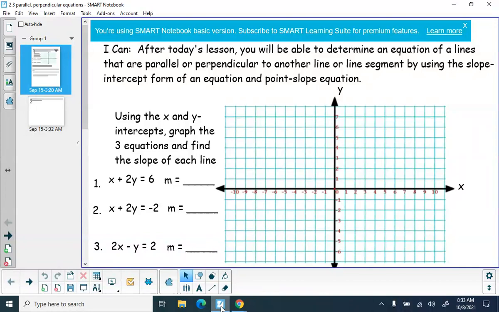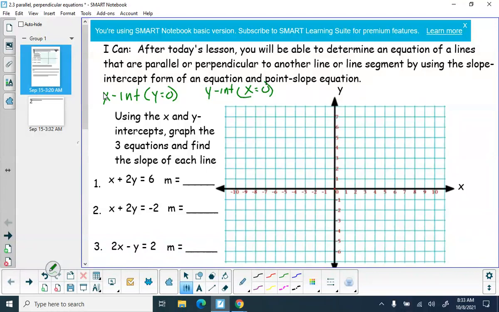All right, what I want you to do is take a look at these lines using X and Y intercepts. Using X and Y intercepts, I want you to graph these three lines here. For X intercepts, Y is equal to 0. For Y intercepts, X is equal to 0. Find your X and Y intercepts for each one of these. Graph these equations.